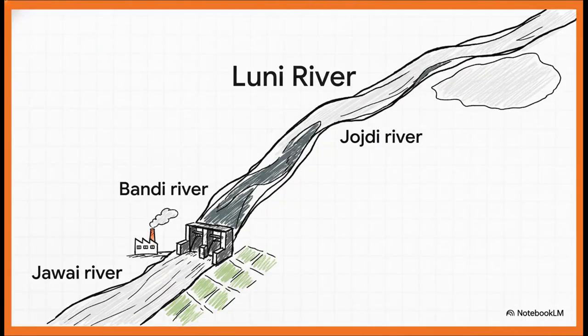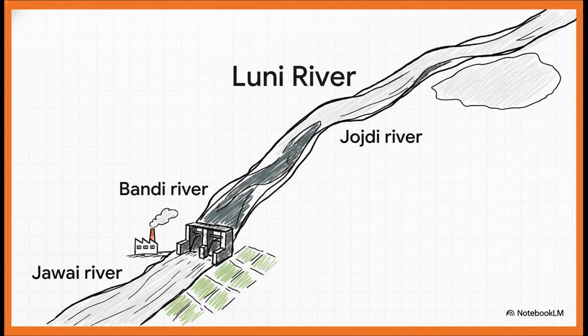Now let's zoom in on a couple of those tributaries, because they're pretty interesting. The Jochdi is really unique. It's the only one that joins from the right side, and it starts out on the plains, not in the Aravalli Hills like the others. The Bondi, sadly, has earned this unfortunate nickname of a chemical river because of pollution.